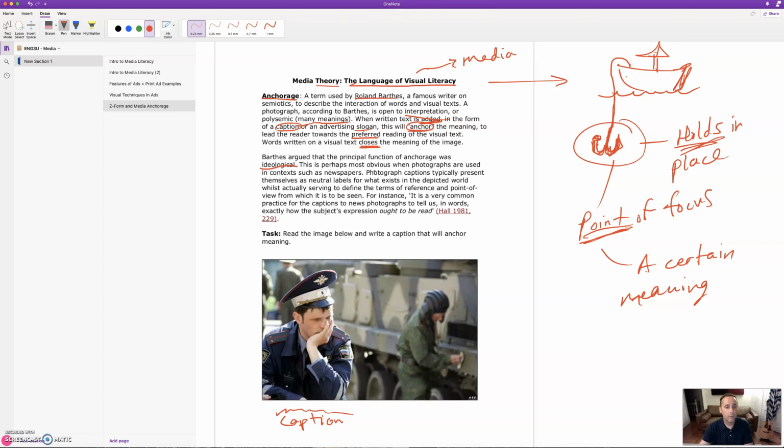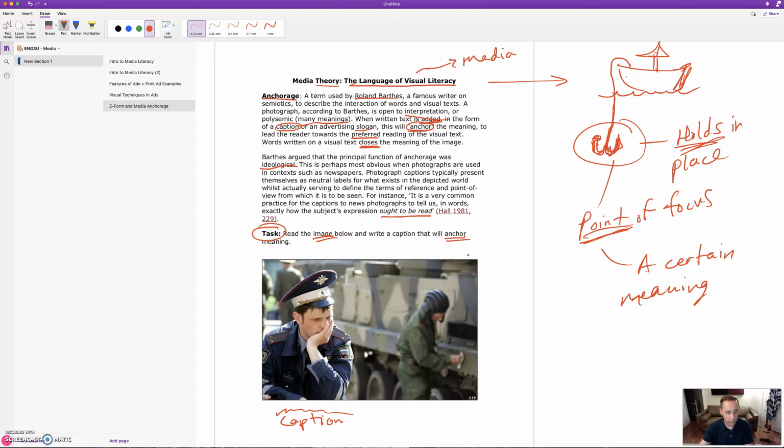This is perhaps most obvious when photographs are used in contexts such as newspapers. Photograph captions typically present themselves as neutral labels for what exists in the depicted world, whilst actually serving to define the terms of reference and point of view from which it is to be seen. For instance, it is very common practice for the captions of news photographs to tell us, in words, exactly how the subject's expression ought to be read. Now, read this image, meaning look at the picture below, and write your own caption to anchor the meaning.